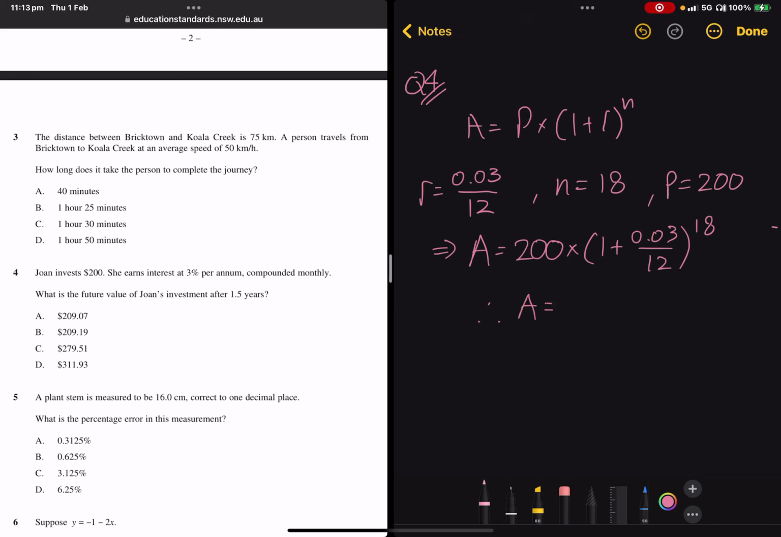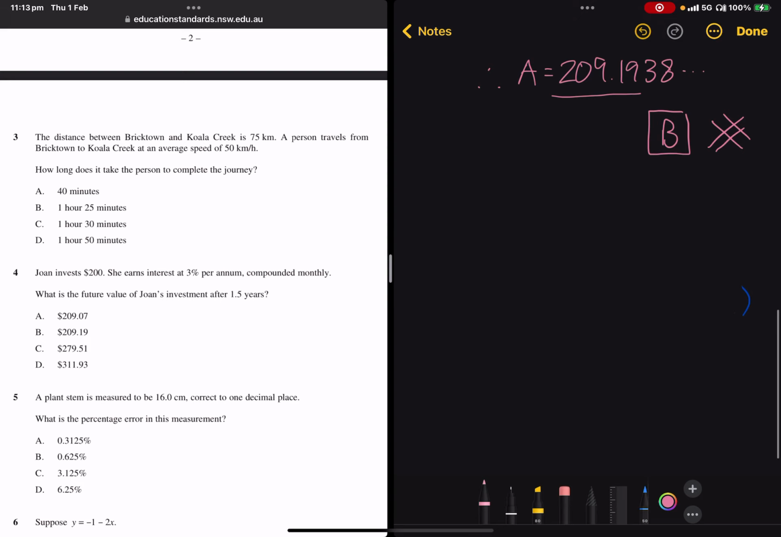And you could simplify 0.03 divided by 12. I'm just going to leave it as is because we can put it all into the calculator either way. It's not really going to matter. The answer's going to end up the same either way. So 0.03 over 12. That is 209.1938. So what is the future value? Well, it's going to be $209.19 because this is dollars and cents, and that is B. So B is the answer to question 4.